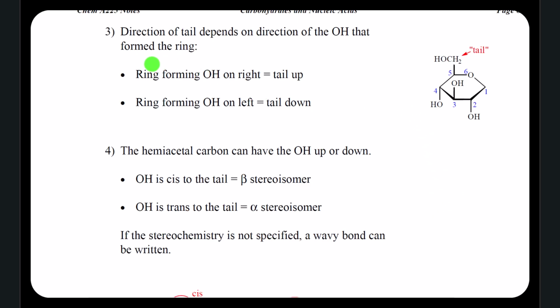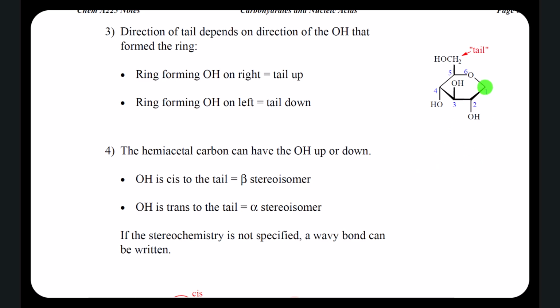We're next going to put the tail onto the ring. The tail will be either up or down depending on which direction the OH that formed the ring was on in the original Fischer projection. If the OH was on the right, for example, as it would be in D-glucose, then we draw the tail on an up bond, as shown. In contrast, if the tail were on the left, we would draw it on a down bond.